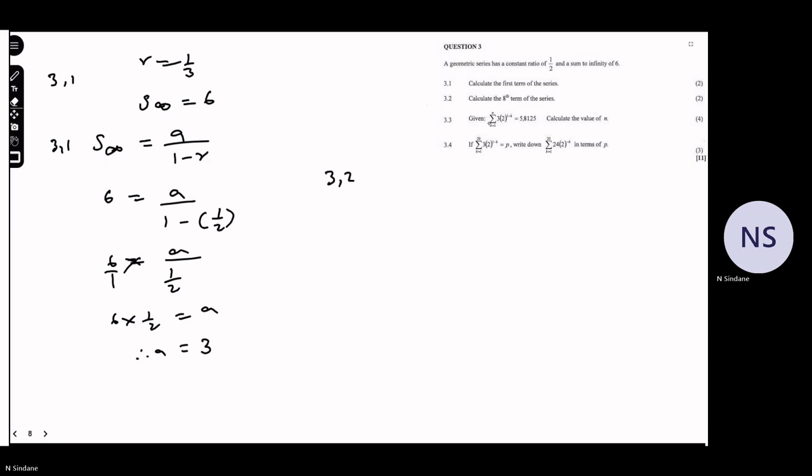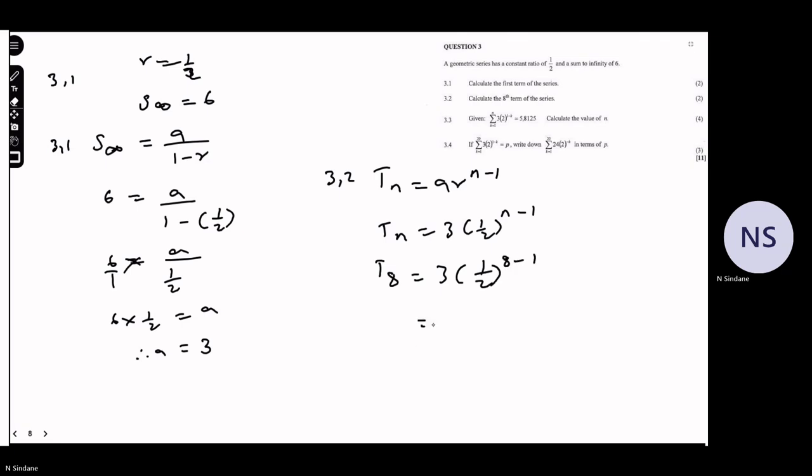So for us to calculate the 8th term, we need to know what Tn is. Tn is equal to A R to the power n minus 1. Tn is equal to A, represented by 3, into R, which is 1 over 2, to the power n minus 1. Right? And then T8 is equal to 3 into 1 over 2 to the power 8 minus 1.